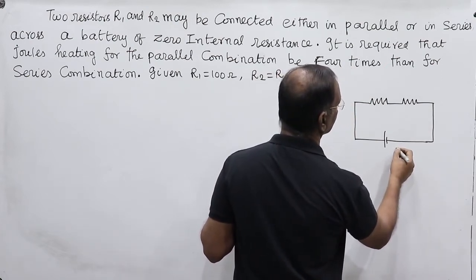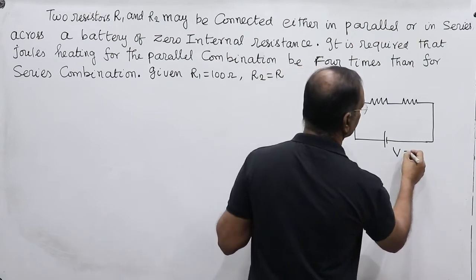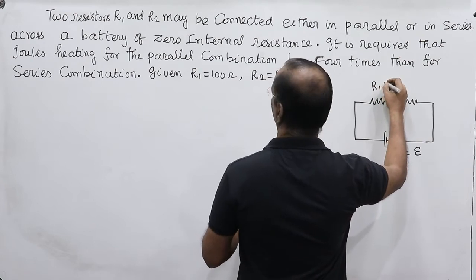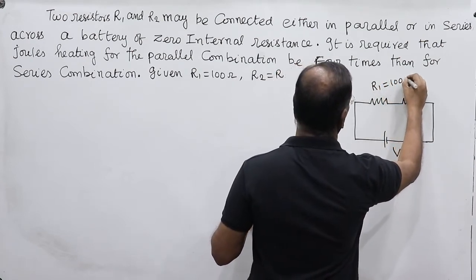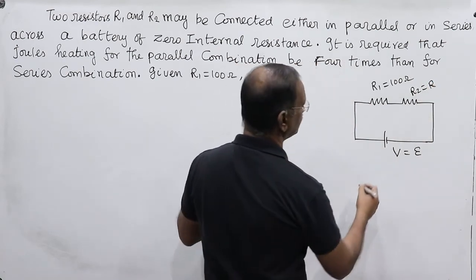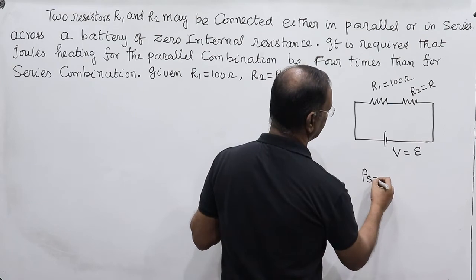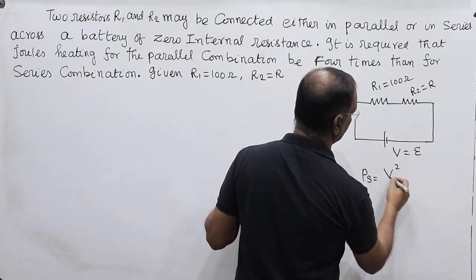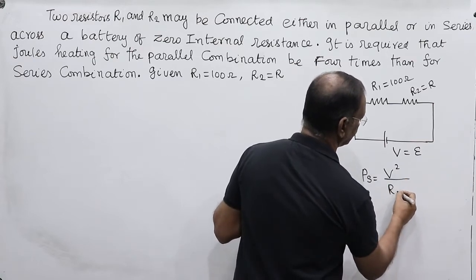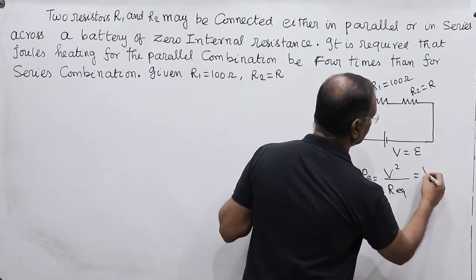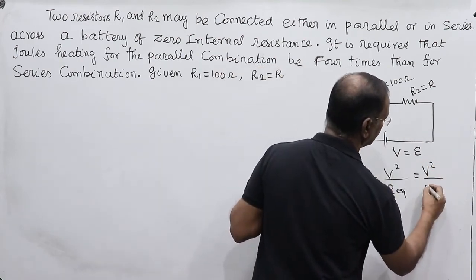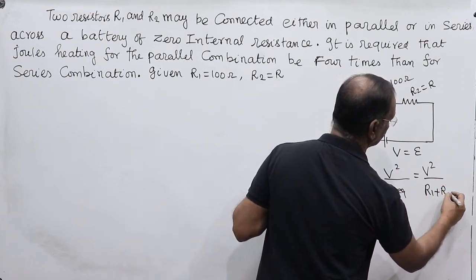For the battery, we can write V, and R1 is equal to 100 ohm, and R2 we keep it as R. So since power in series is equal to V square divided by the total, that is, R equivalent, that is V square divided by R equivalent. Both are in series, so this will become R1 plus R2.